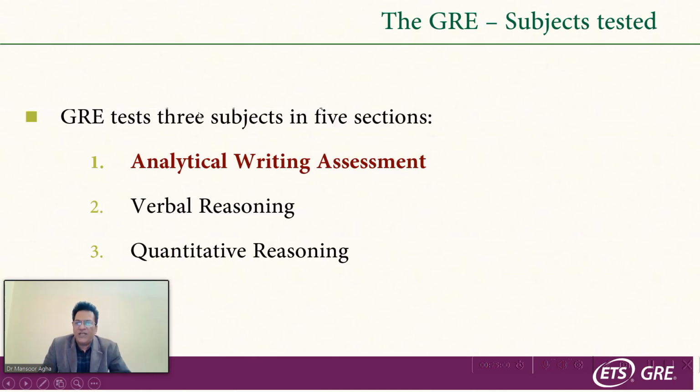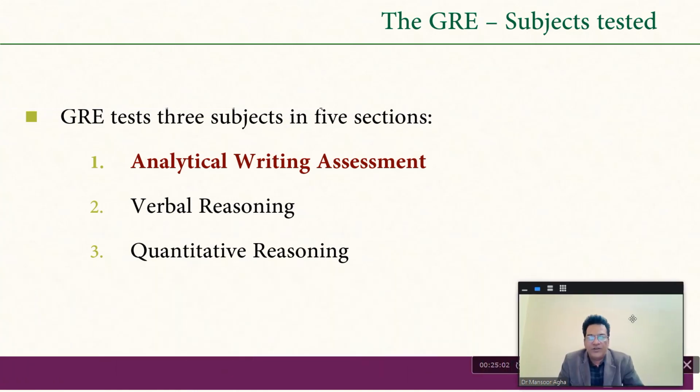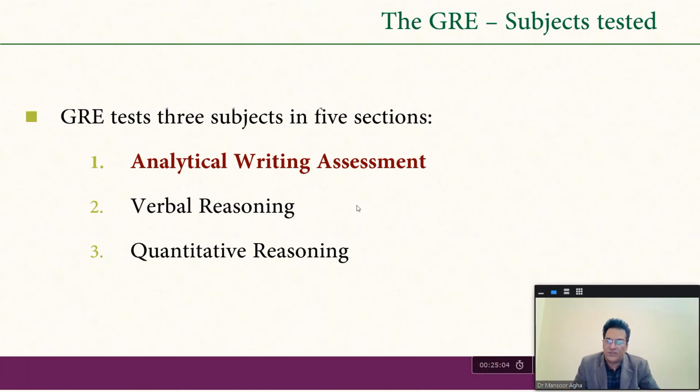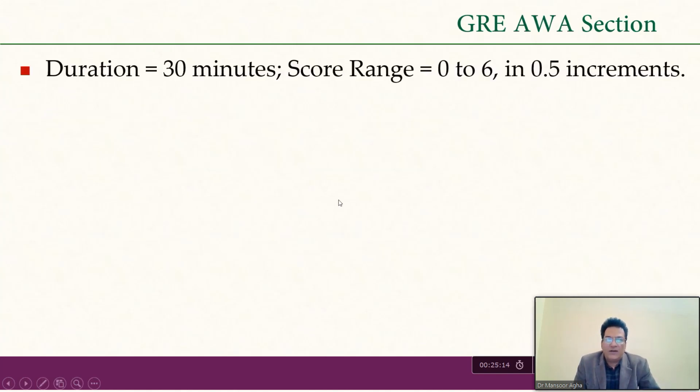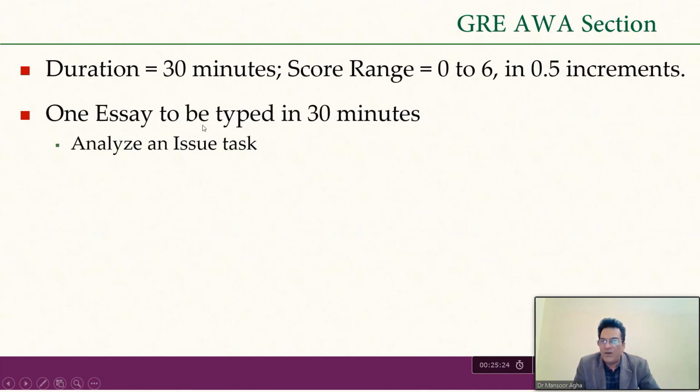So, GRE basically tests you for three broad subjects in 5 sections. There's an analytical ability section, which is a single one, and verbal and the quantitative reasoning sections. There are two sections each. So, if I look at the AWA section, it has a duration of 30 minutes. You have a score range of 0 to 6 in 0.5 mark increments. You have to type in one essay in 30 minutes, which will be an analyze an issue task.